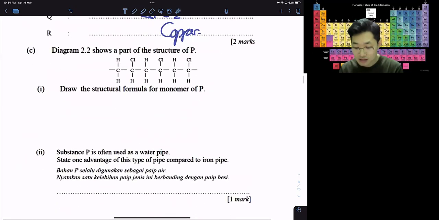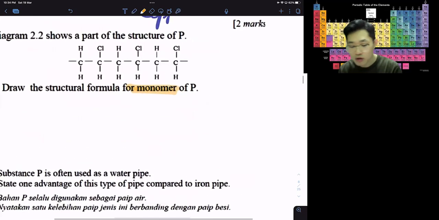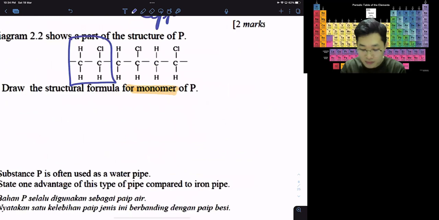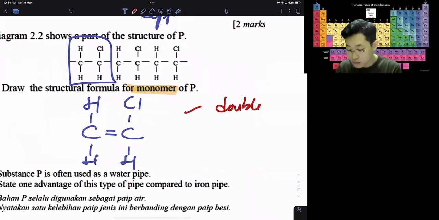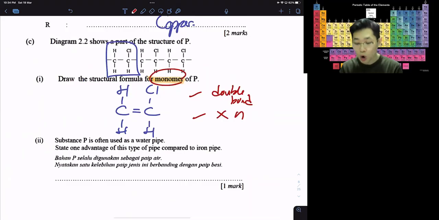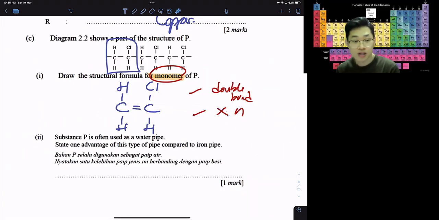Yeah, very good. Draw the structural formula for the monomer. Remember, if you want to draw the monomer, don't put n. It must have a double bond. You cannot have n for the monomer. Only when you draw the whole process do you have to put n. Just like that.